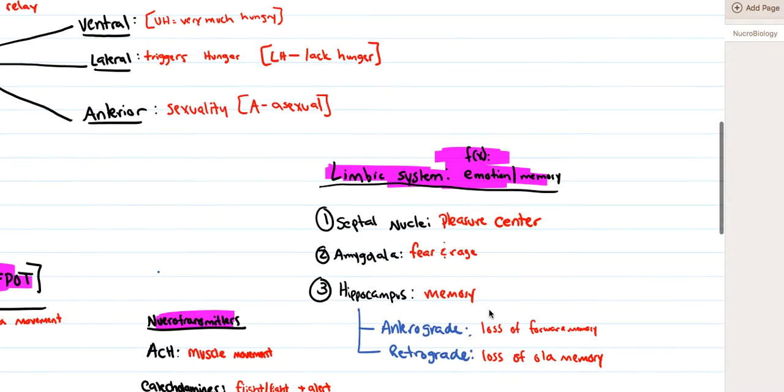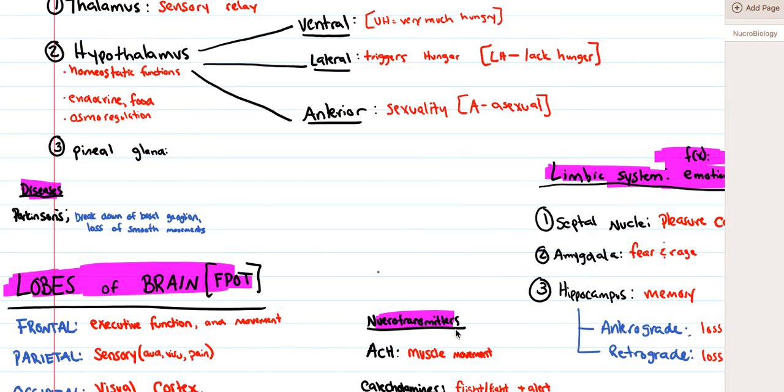You've got the limbic system, where you've got three things: septal nuclei, amygdala, and hippocampus. Septal nuclei is the main pleasure center in the brain. Amygdala is for fear and rage. Hippocampus is memory, and there are two types of amnesia: anterograde, anterior meaning forward, where you have loss of forward memory, and retrograde, which is going backwards, where you lose old memories.